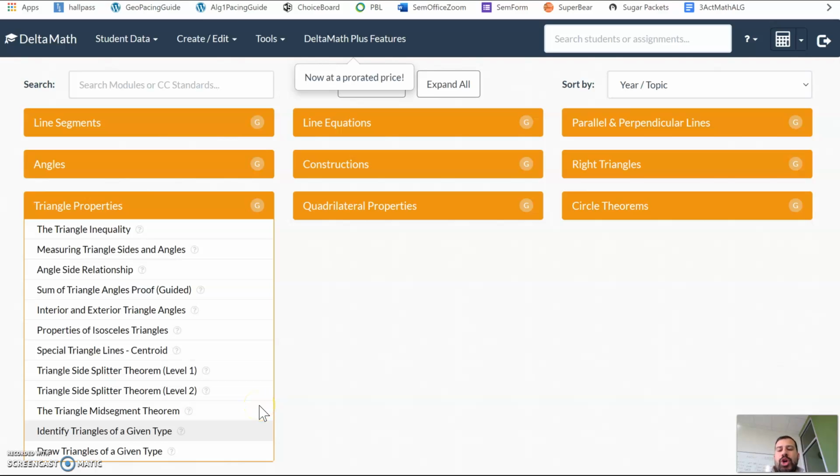Hello everyone. In this video I'm going to remind you guys how to find the centroid of a triangle, and I'm also going to show you guys how to identify triangles given a type. That one's pretty straightforward. I think you'd be fine on that one, but just in case, I'm going to make this video to help you out.